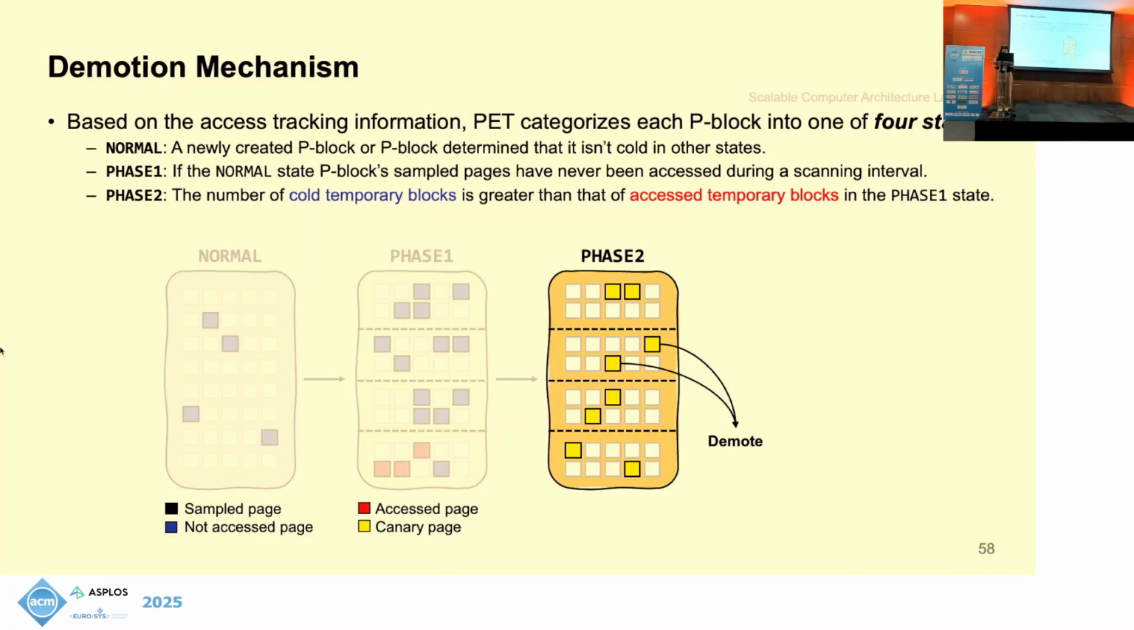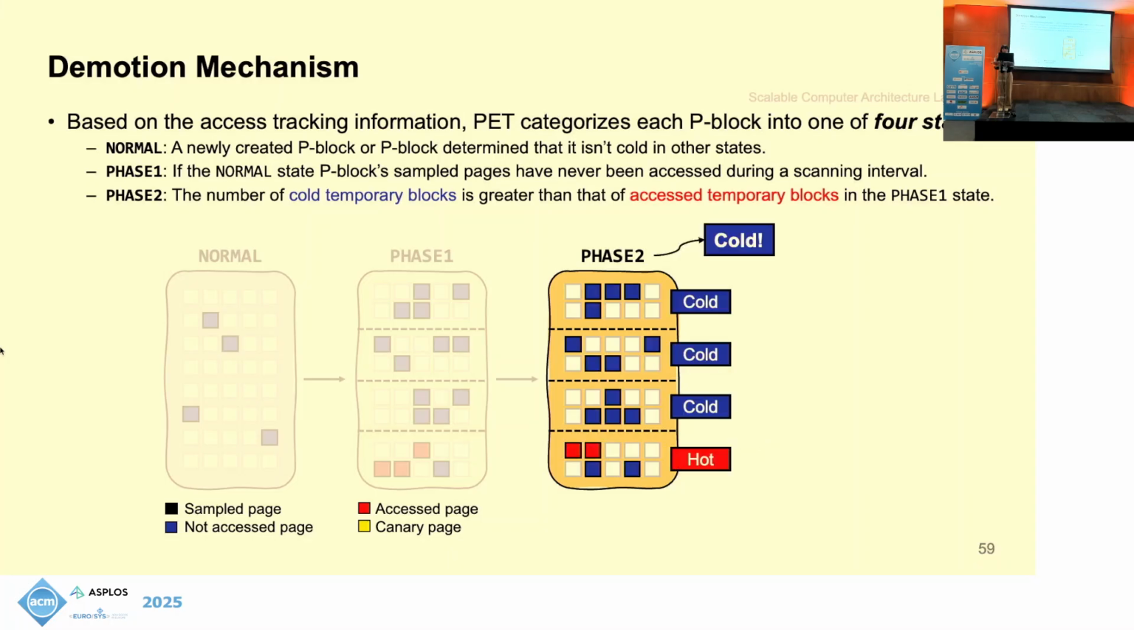We manipulated the protection bits of the canary pages so that the first access could immediately prompt a fake page fault. Same as phase 1 state, if the number of cold temporary blocks is greater than the number of accessed temporary blocks, the P block is considered cold.